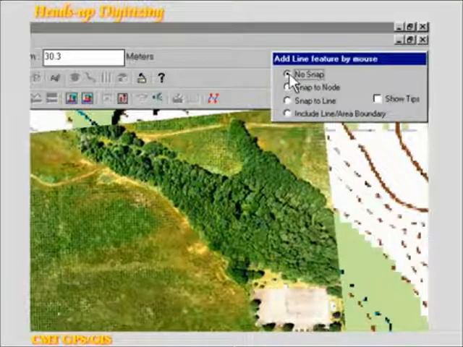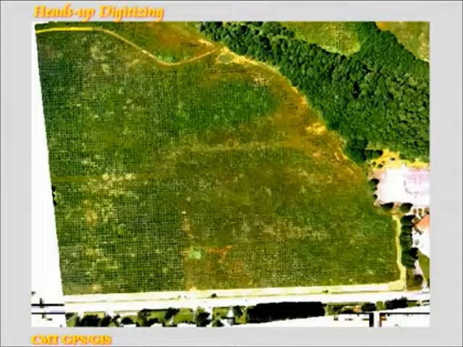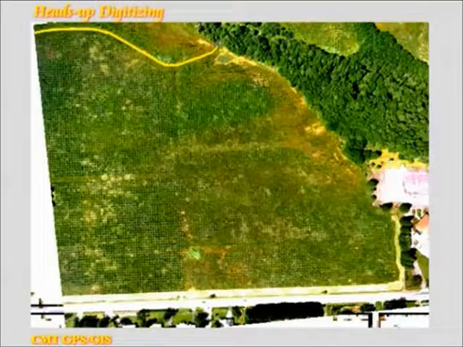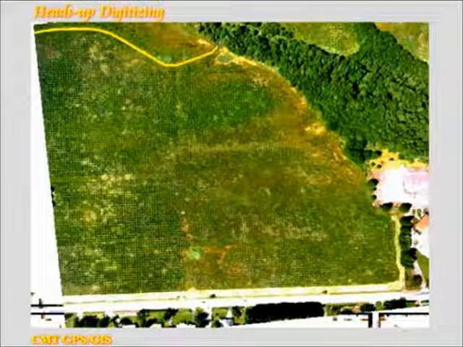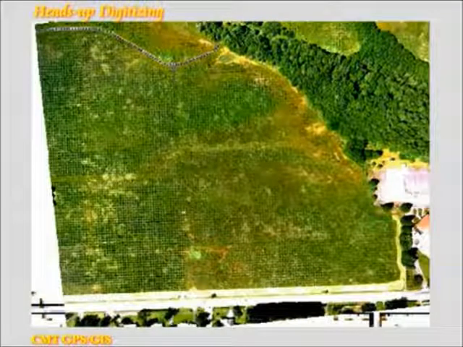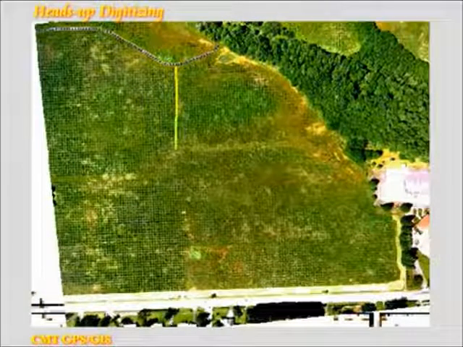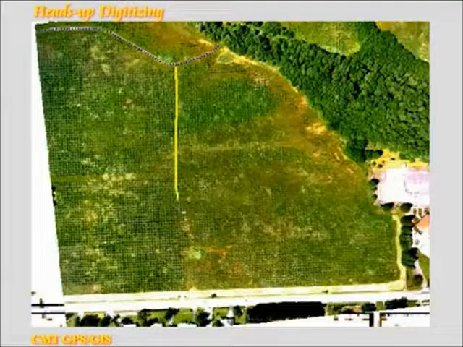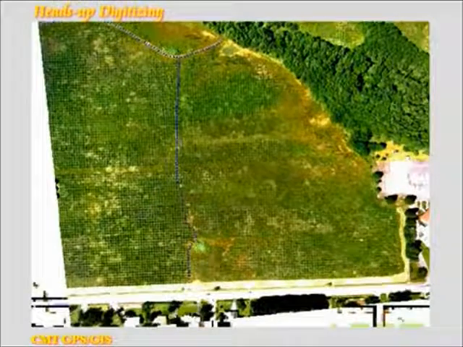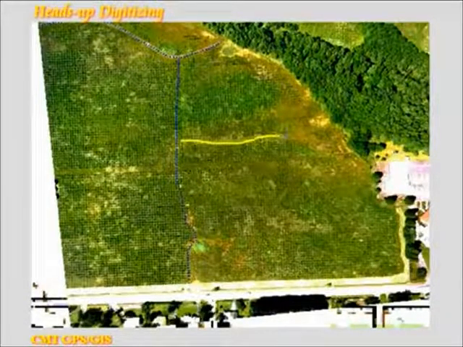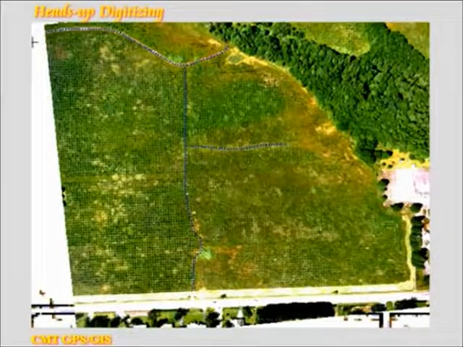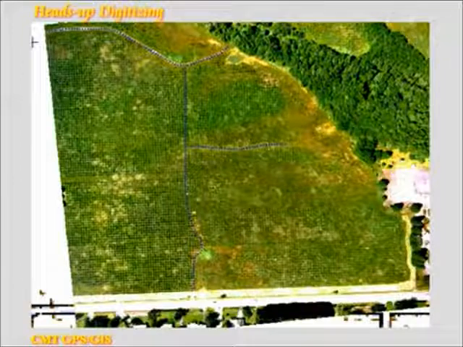I choose the No Snap mode and drag or click my mouse along this pathway. I click my right mouse button to end this pathway. I use the same method to add the other two pathways. When adding a line feature, you may click or drag the mouse along the pathway. Click on the right mouse button to end each line feature. I'm doing this quickly, but you can take your time and zoom in to see more details.